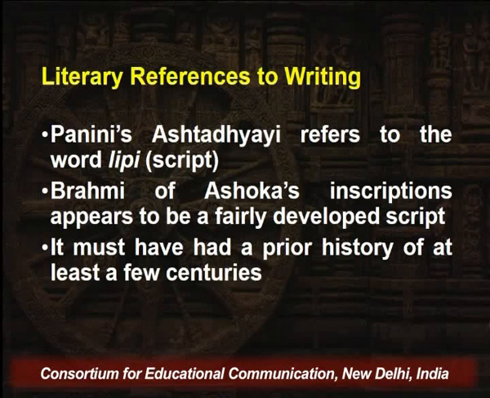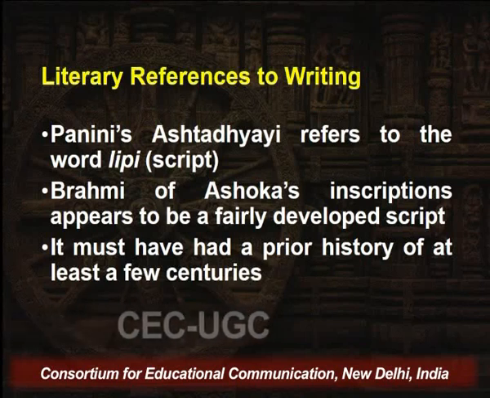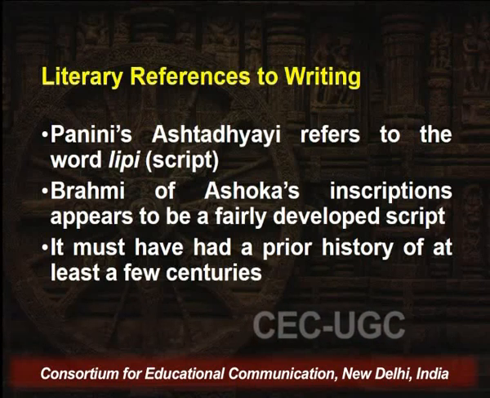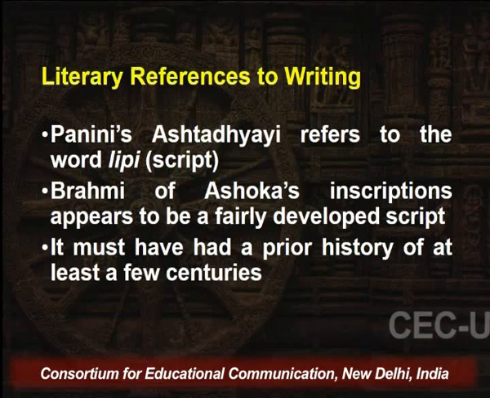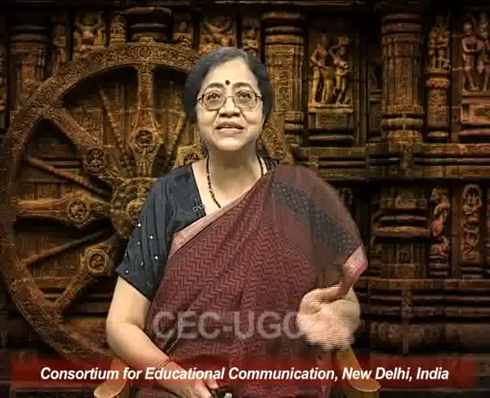The Brahmi of the Ashokan inscriptions appears to be a fairly developed script. It must have had a prior history of evolution much before we see it engraved. So if it came up, say, around the 3rd century BCE, we are sure that earlier, in the 4th century, they were already aware of it.